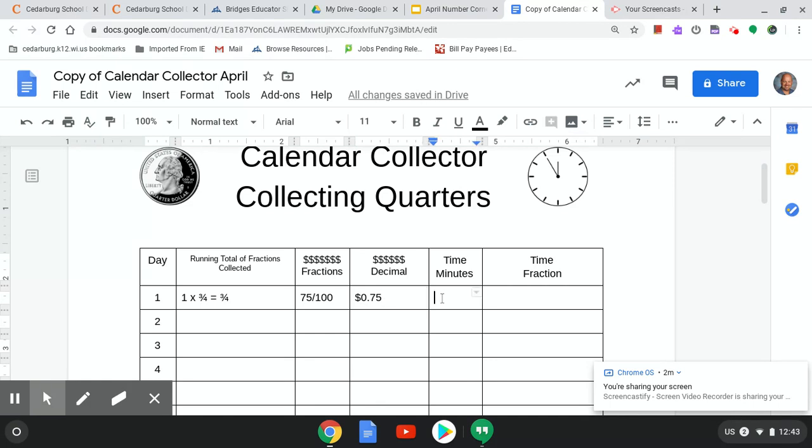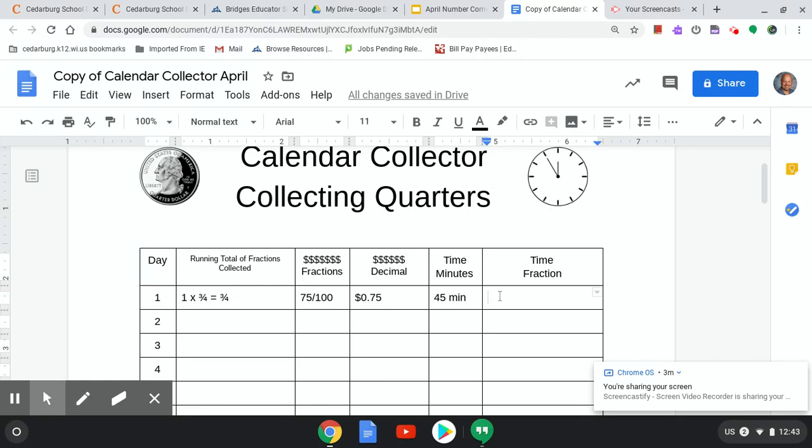Now we need to think, what does 3/4 of an hour look like in minutes? If I break my clock up into quarters of an hour, that's 15 minutes, and then another 15 minutes, and another 15 minutes, and another 15 minutes. So that makes a whole hour. I need 3/4 of an hour. So did you answer 45 minutes? I hope so. But yeah, 3/4 of an hour is 45 minutes.